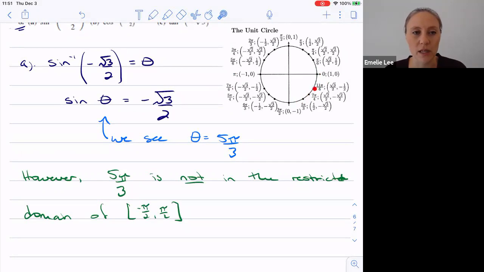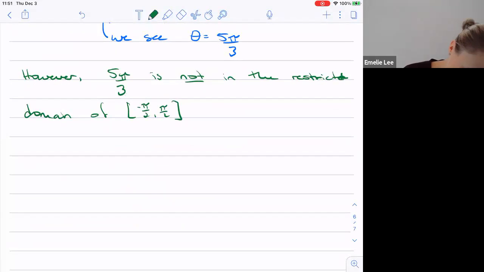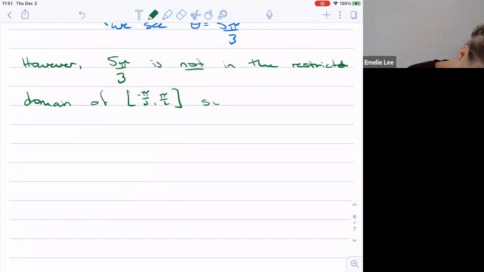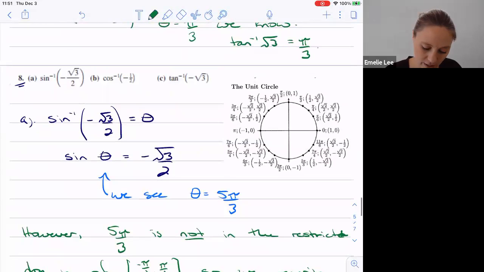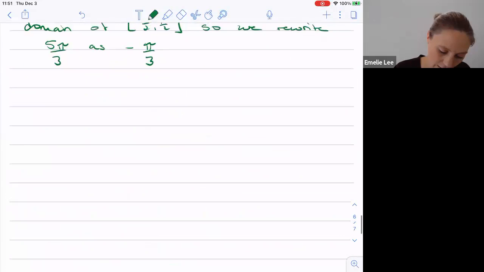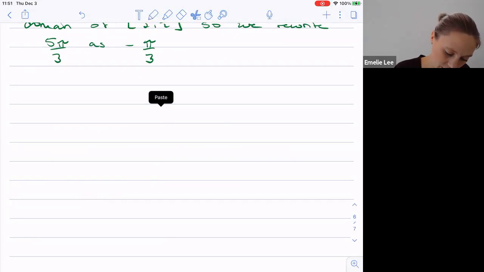We just need to tweak them a little bit. So what we're going to do is rewrite 11π/6 as -π/6, right? Moving clockwise, π/6. And then here, 7π/4, I'm going to write -π/4. And 5π/3, I'm going to write -π/3. So we rewrite 5π/3 as -π/3.